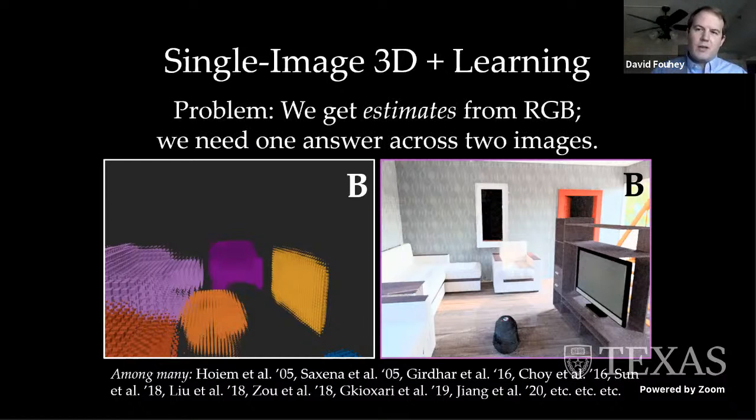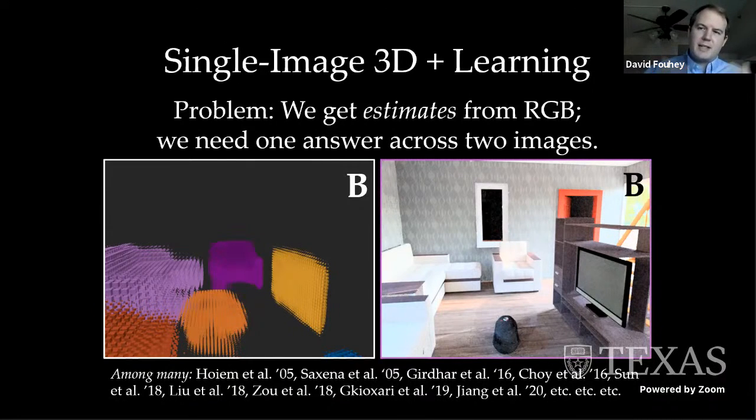So if we're working with a single RGB camera, then we only have an estimate of the 3D shape of the scene. And we need a single coherent answer across both images. So when the TV appears in one image and the TV appears in another image, we might not estimate it at the same location. And so we have these 2 potentially inconsistent reconstructions, and somehow we have to fuse them together. So you can see that single image is part of this problem, but it's not the full problem.